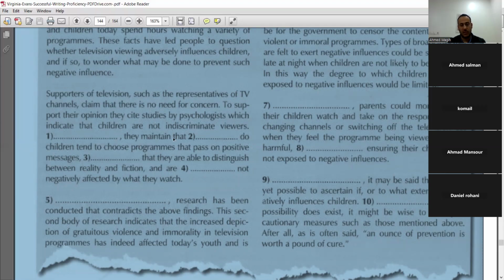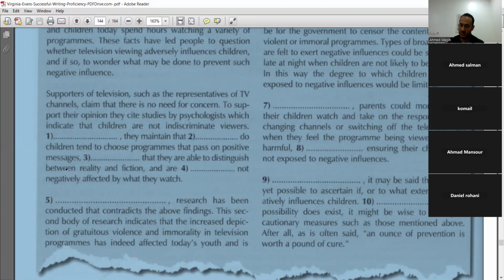They indicate that the children are not indiscriminate viewers. They say that children are not indiscriminate viewers. They can distinguish, they know what's real and what's fake. So children are not that indiscriminate. They maintain that the children tend to choose programs that pass on positive messages.